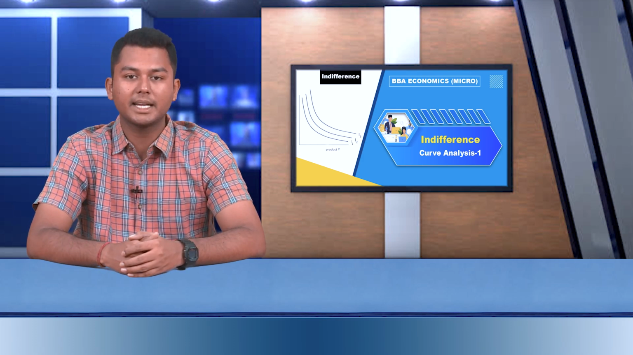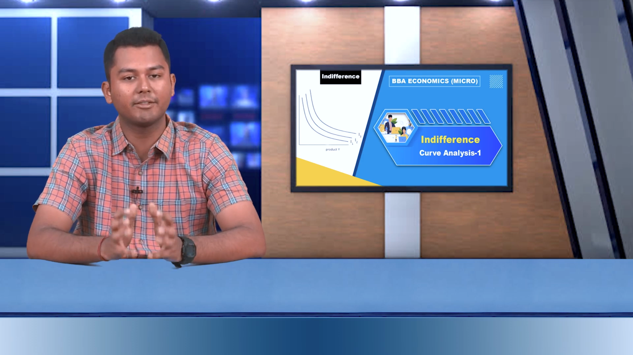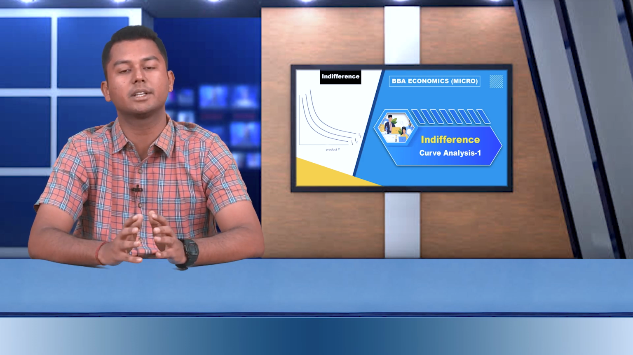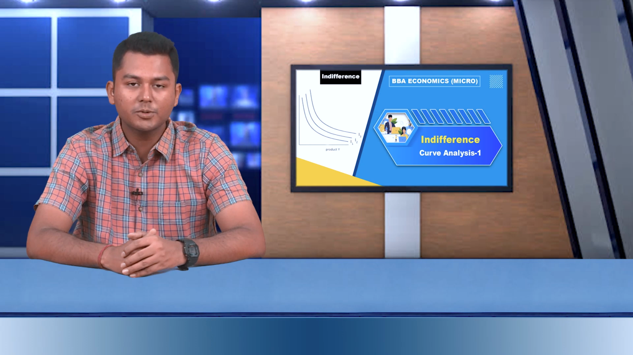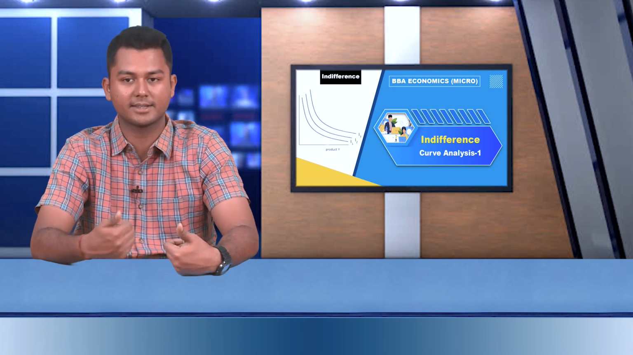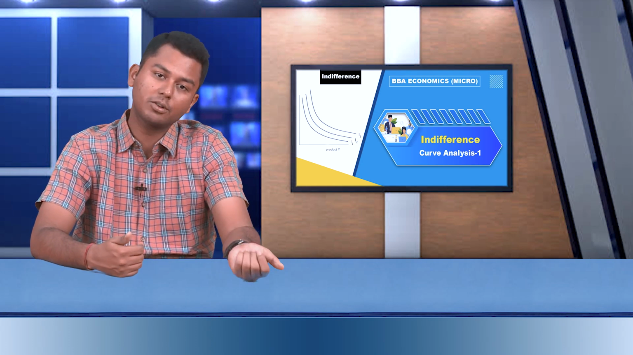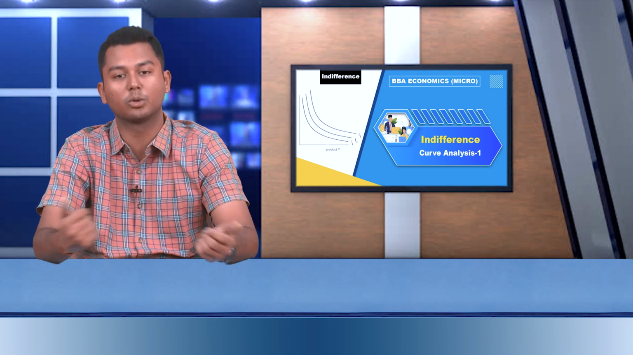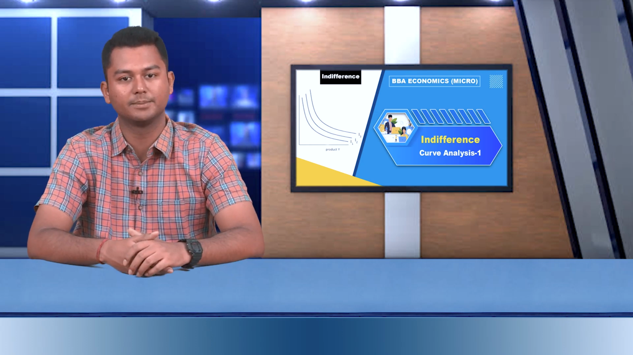The convex shape indicates that consumers prefer balanced combinations over extreme ones. Most people would rather have some food and some clothing rather than lots of food and very little or no clothing, or the other way around.